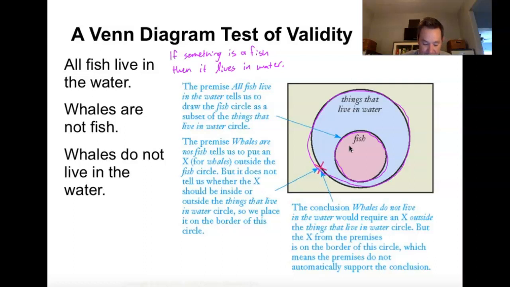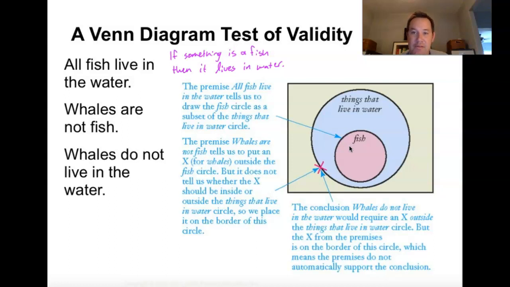Now we're going to use our second premise to place our X. So our X is going to go based, like I said, based on our second premise. So whales are not fish. So we know for a fact we have to place that X outside of the fish set. But that premise says nothing about whether or not whales are still things that live in water.